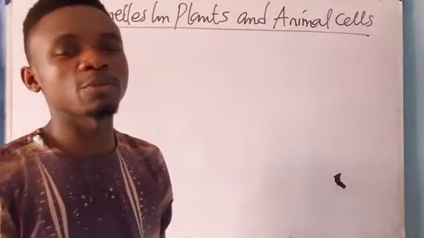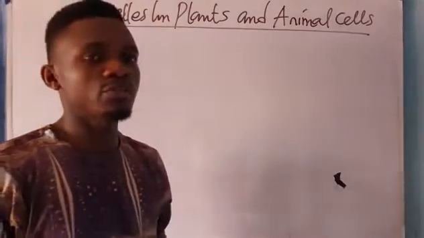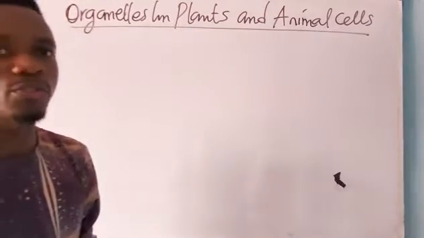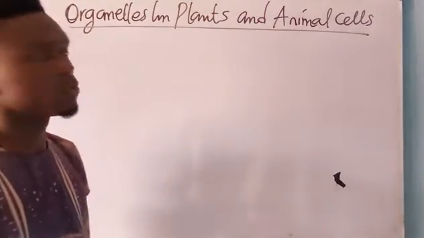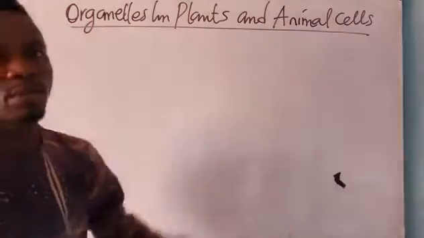So in today's class we'll be discussing part 2 of the cell. In part 1 we treated the history of the cell, the meaning of cell, the cell theory, and the forms in which the cell exists. So part 2 of today's class is going to be organelles in plant and animal cells.